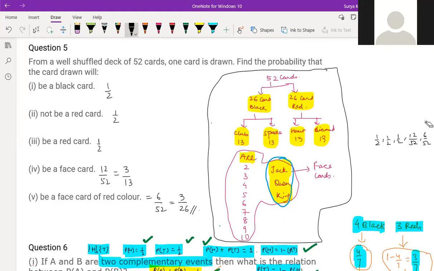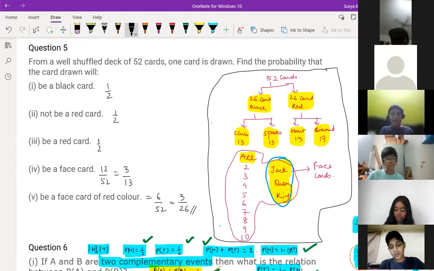Clear, children? Sir, I didn't get the fifth one. Clear, sir. What? I didn't get the fifth one. You didn't get the fifth one. I didn't get, sir. Okay. 3 by 52. Yes, sir.